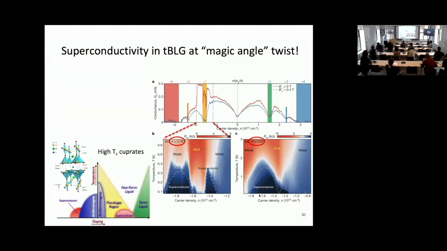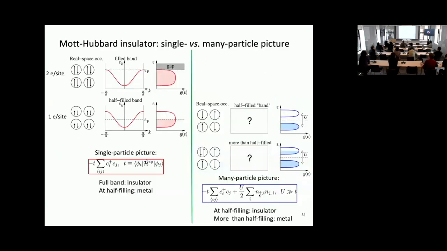Notice here that this is for 1.16 degrees. This is for 1.05 degrees, again, superconducting regions, Mott insulator, and so on. And you see, as I was describing earlier, a range of values where this happens, consistent with the things that I was describing. Of course, the presence of these mini gaps cannot be explained within single particle theory.